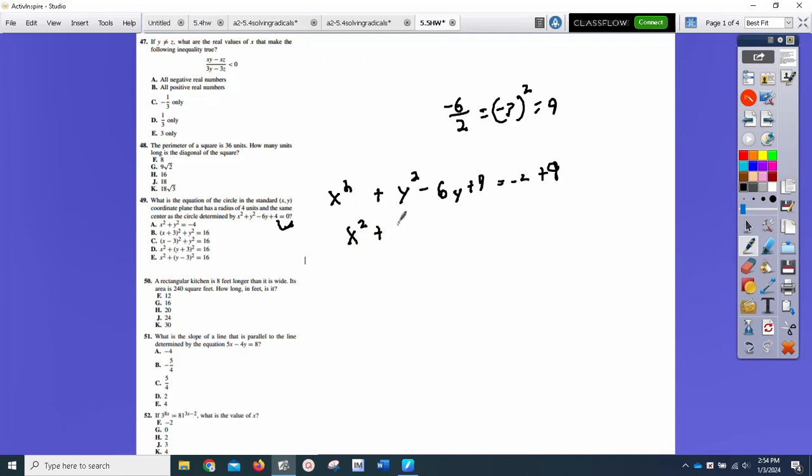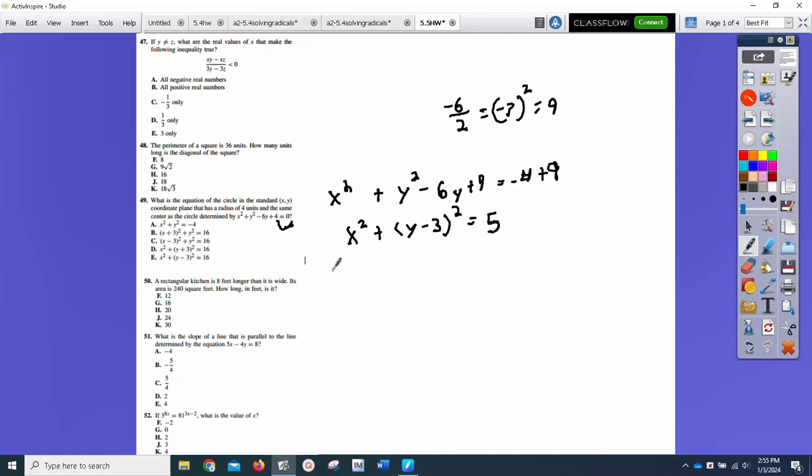This factors as (y minus 3) squared. And it equals, apparently, 7. That's supposed to be a -4, isn't it? It equals 5. All right. So why did I do all this?